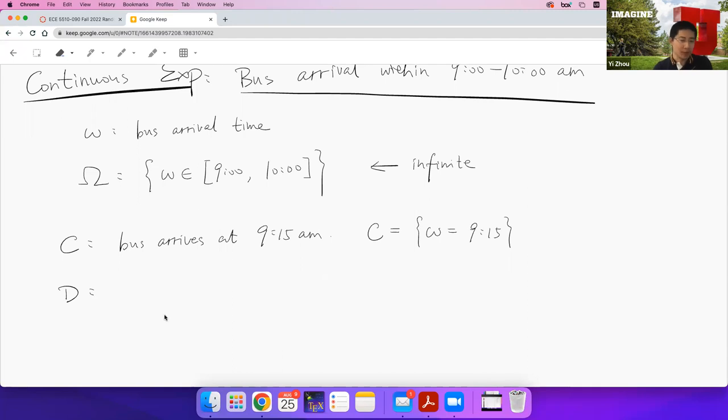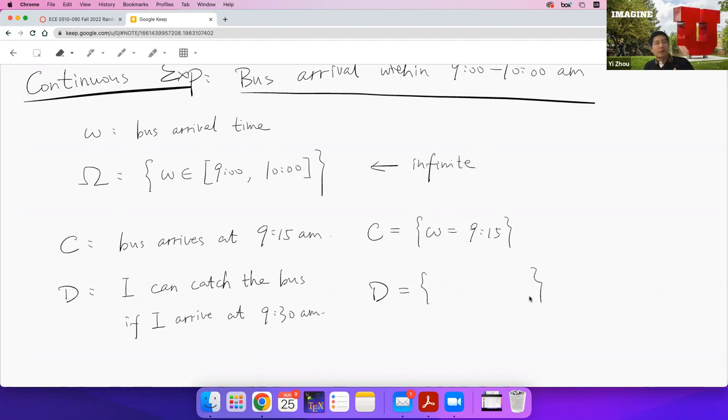And another event D could be, I can catch the bus if I arrive at 9:30. So if I arrive at the bus stop at 9:30 a.m., then I can catch the bus. The question is, how can we translate this event into a mathematical form about omega, about the bus arrival time? What are the bus arrival times so that I can catch the bus if I arrive at 9:30?